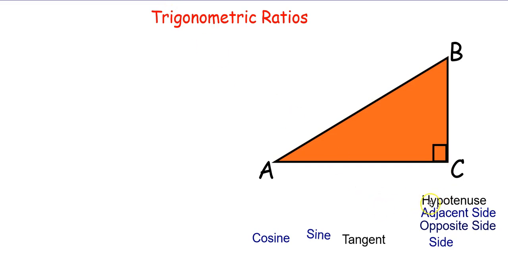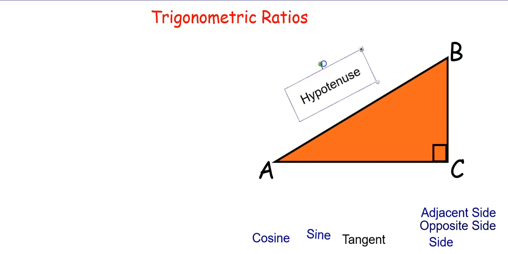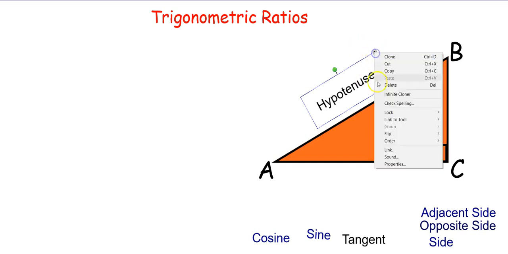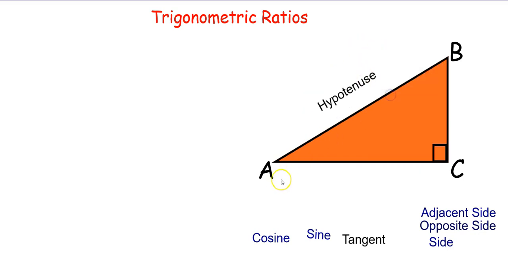So opposite to this angle C, we have a side which we call the hypotenuse. We already know that in any right triangle, the side opposite to 90 degrees is the hypotenuse. Now let me use this angle A as our base angle. This angle A is formed by these two sides, AB and AC, meeting at this point.